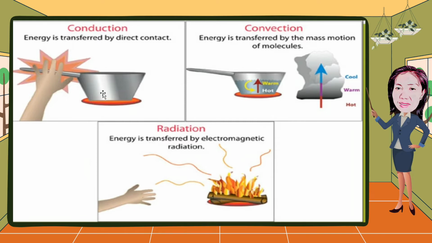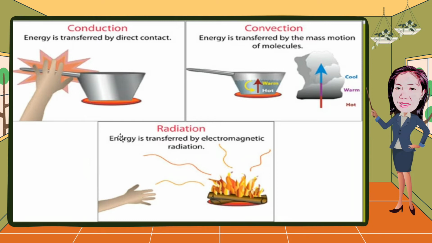For convection, heat or energy is transferred by the mass motion of molecules. So, for example, palapit ka lang. Like for example, mayroong source of fire. You will not have a direct contact. You will not touch the fire, but you have a transfer of heat by the mass motion of the air molecules. That is convection.